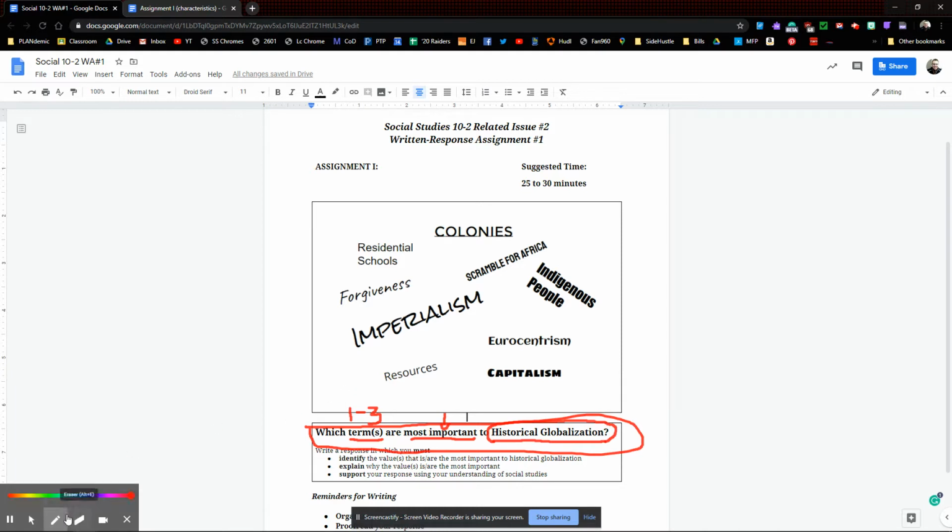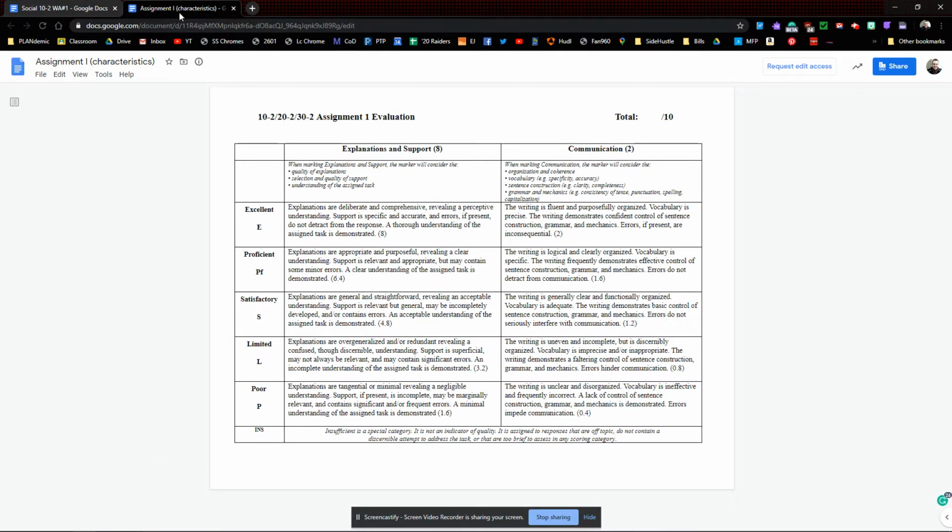Before we move on to looking at the assignment itself, we're going to focus on the rubric. I'm just going to switch to the rubric, and this will be included in the post as well. There are just a couple of things I want to highlight. When you look at your rubric, the total is out of 10, and you get 8 marks for explanations and support, and 2 marks for communication.